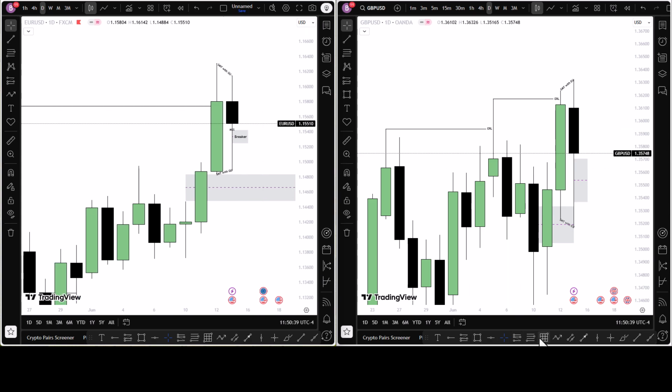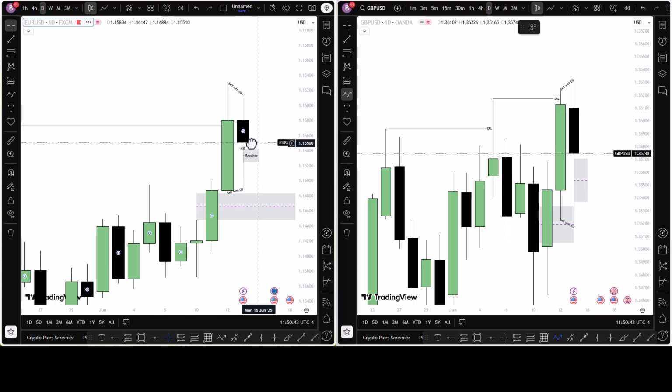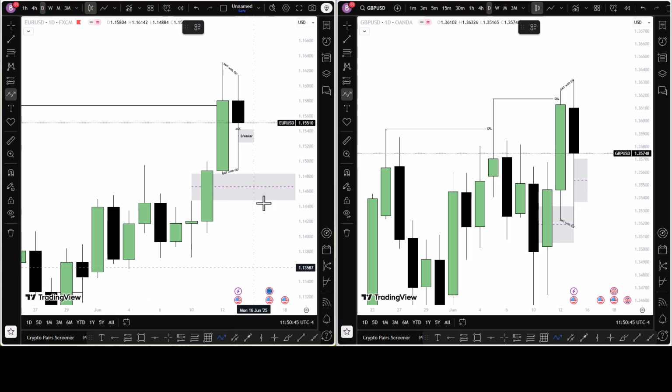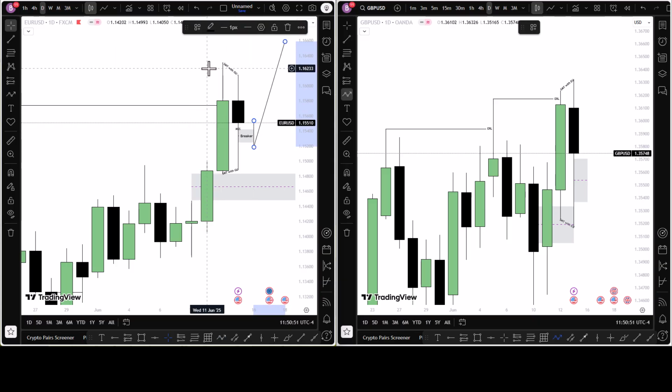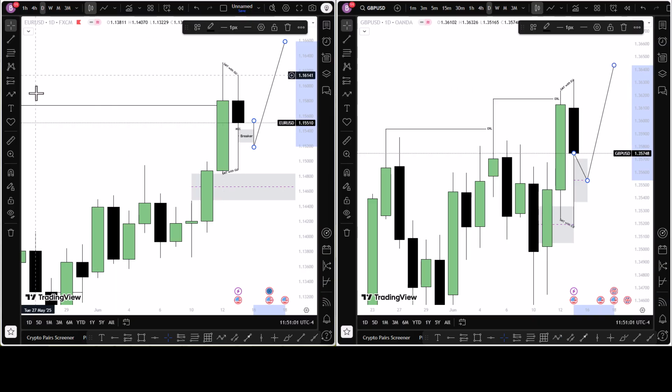I'm expecting that price should open, tap this level, and then go bullish, taking out SR range liquidity. And on GBPUSD, I want to see the same thing: price tapping this level and then going bullish. On the 4 hour time frame, we will see more detail.